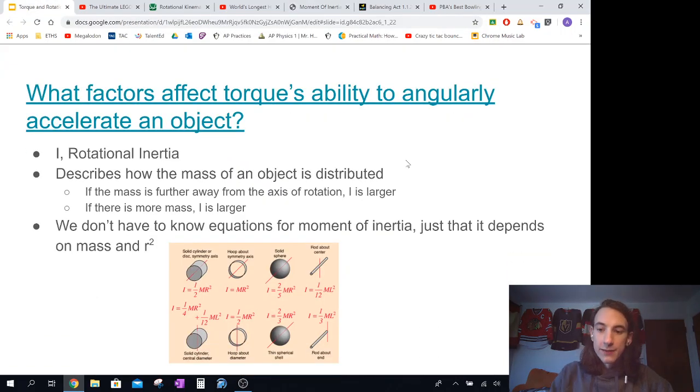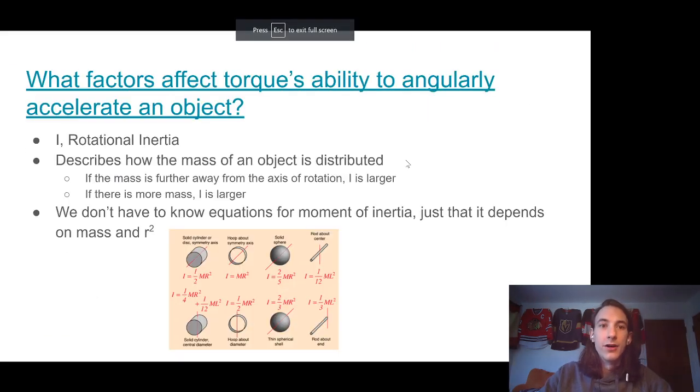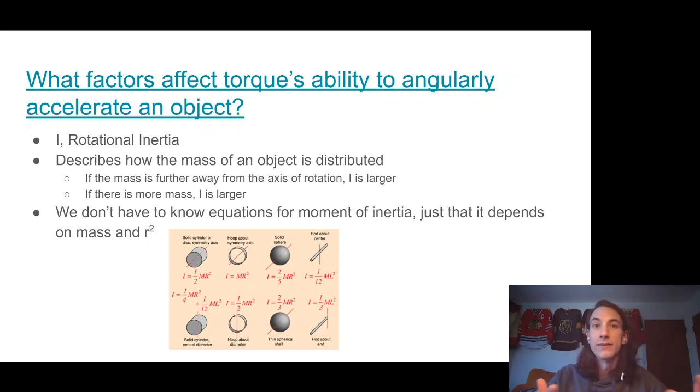But the factor that's really affecting that is called our rotational inertia. And we're going to use the symbol capital I to represent that, rotational inertia. It really is just describing how the mass of an object is distributed. It's telling us how much mass we have and where that mass is. So the factors that affect rotational inertia: if we have more mass, we have a larger rotational inertia.